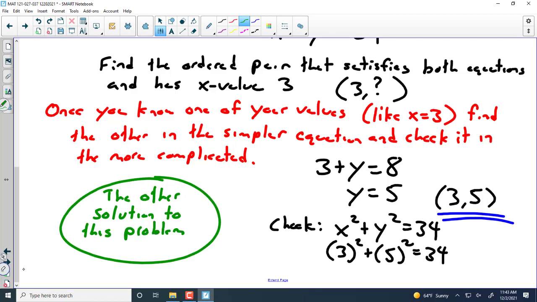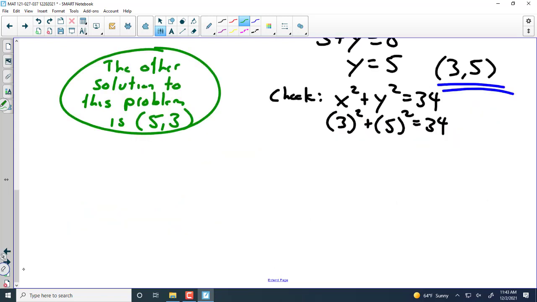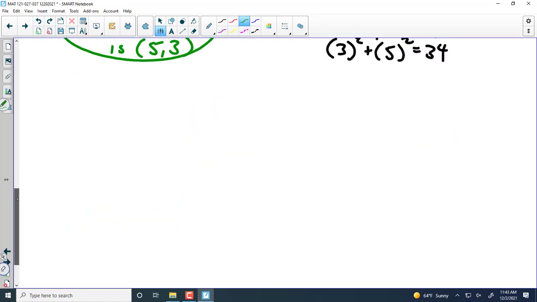The other solution to this problem is (5, 3). (5, 3) actually also works. The reason I know that (5, 3) also works is because I noticed that the positions of x and y are totally interchangeable. This is what it looks like. These pictures are easier to understand because they're in 2 dimensions.